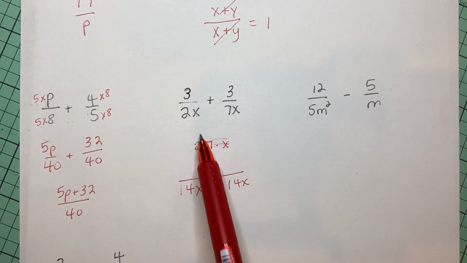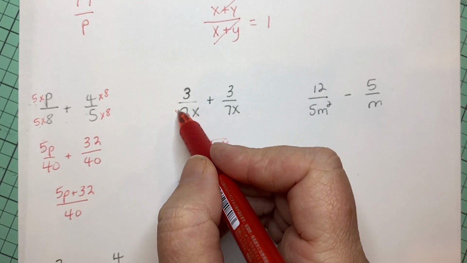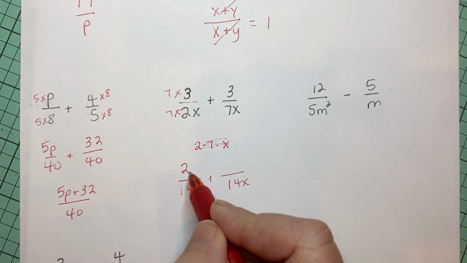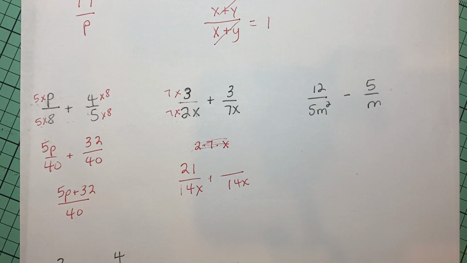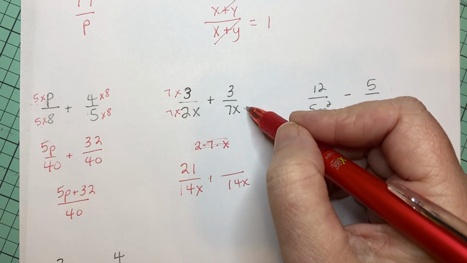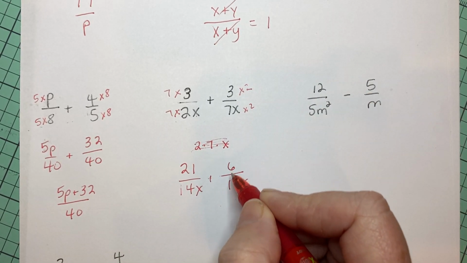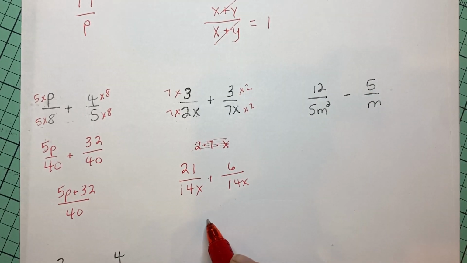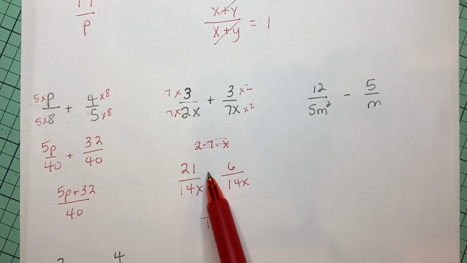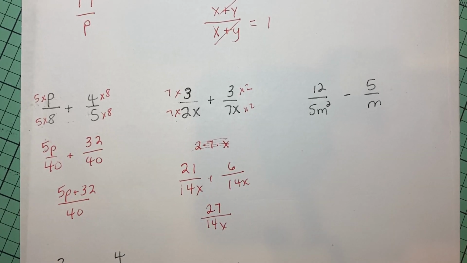And then you compare. We already have an x here, but to get from 2 to 14, I would need to multiply by 7. So I do the same thing to the top. 7 times 3 is 21. From 7x to 14x, I would need to multiply by 2. So I do the same thing to the top. 3 times 2 is 6. Then the denominator stays the same, and you just add the numerators. 21 plus 6 is 27.